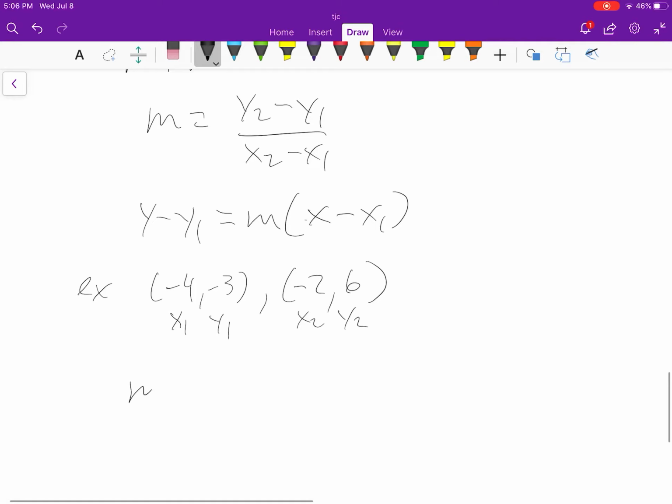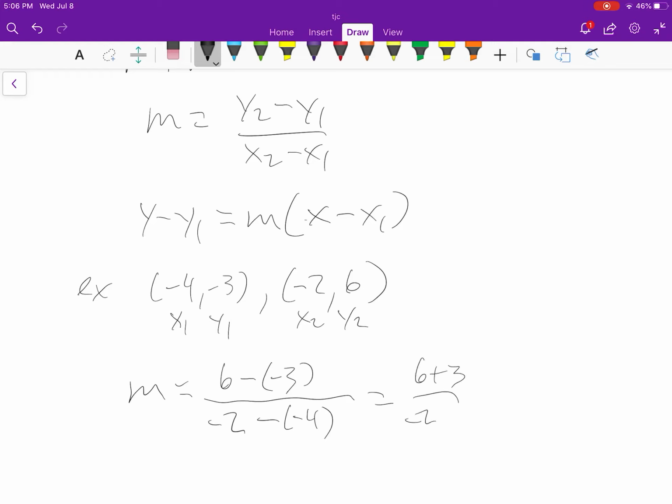So we'll find m. m equals y2 minus y1 over x2 minus x1. So y2 is 6 minus a negative 3. We have a minus from the formula and a minus from the 3, over negative 2, that's x2, minus a negative 4. And you'll end up with 6 plus 3 over negative 2 plus 4, which is 9 over 2. So that'll give us a slope of 9/2. Okay? So that's our m.